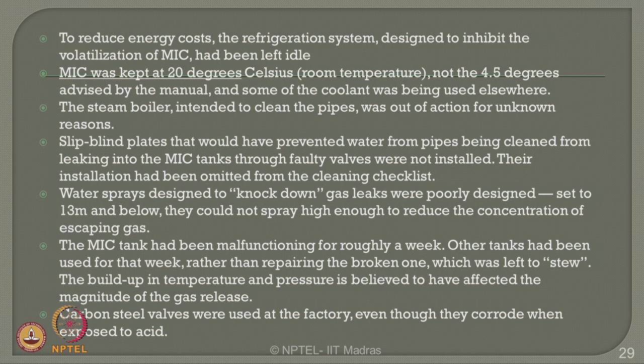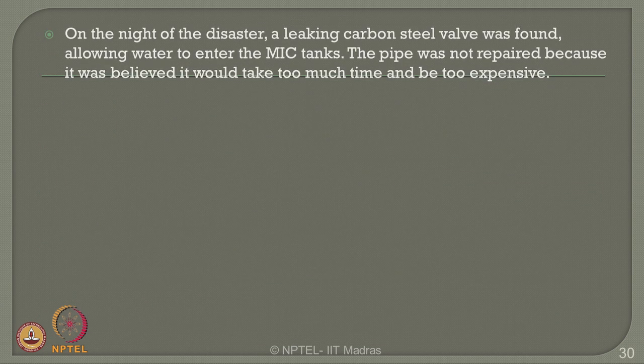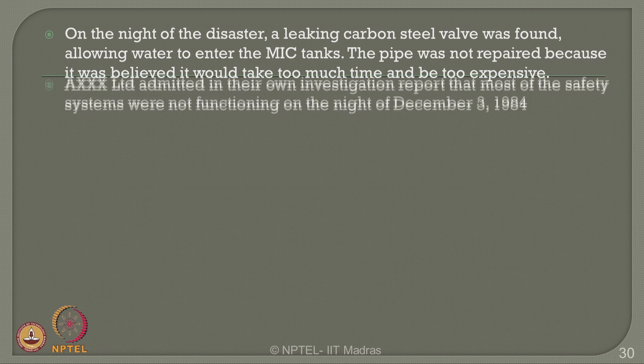Carbon steel valves were used at the factory, even though they corrode when exposed to acid, which was a known fact. On the night of the disaster, a leaking carbon steel valve was found, allowing water to enter MIC tanks. The pipe was not repaired because it is believed it would have taken too much time and been too expensive.